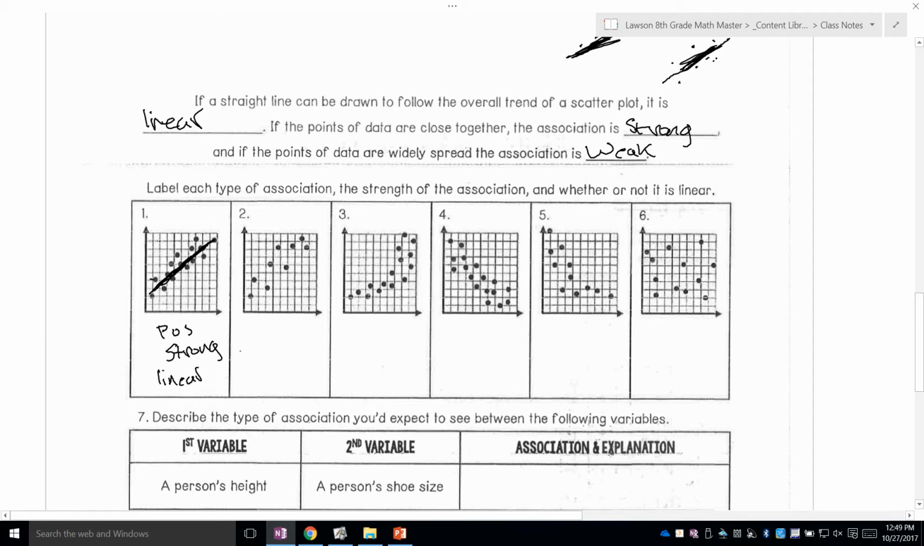Now look at number two. I'm going to draw another line down the middle of all these points. We're going to talk about that in a couple of videos. It's actually called a trend line, but we'll get to that. If you notice, there's not near as many points falling around this line. It is still a positive association, so we're going to put positive. And since there's not a whole lot of points gathered around this line, we're going to say that it's weak. It's still a good positive line, but it's not very strong. And it does make a pretty good line, so we're going to say that it is linear.